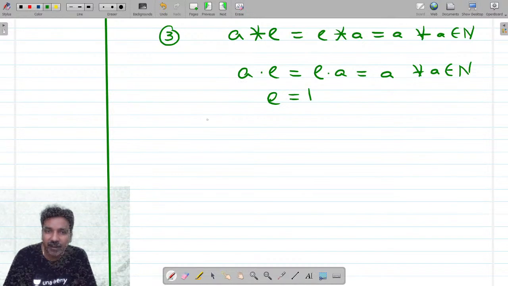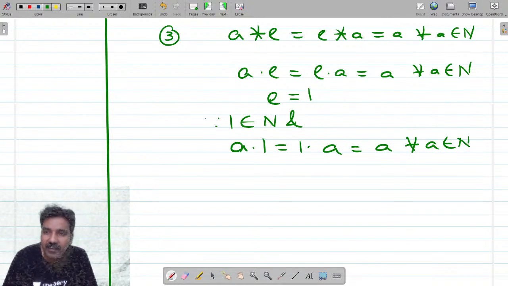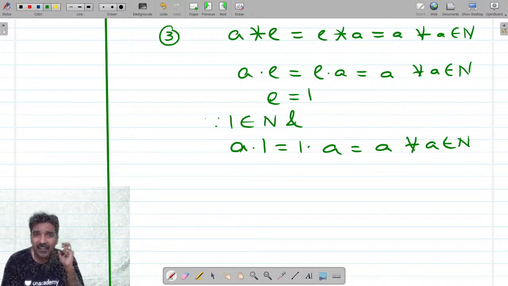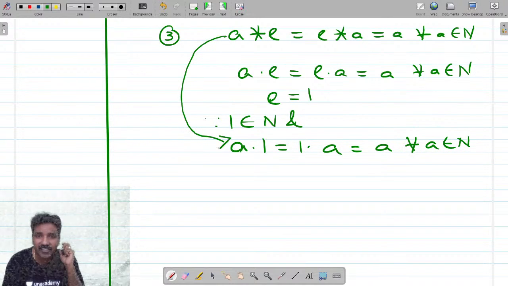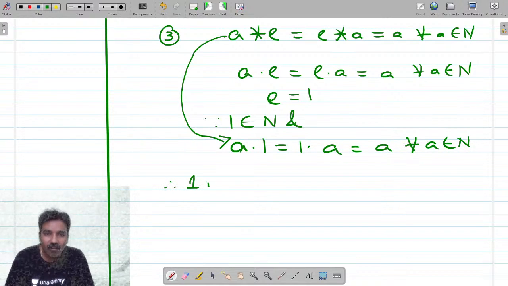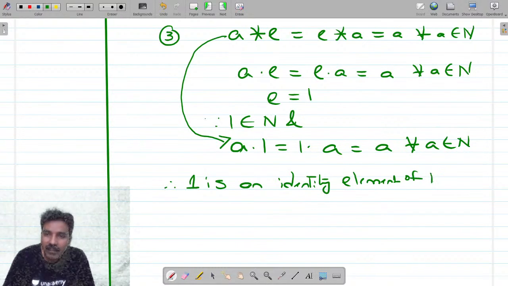Now 1 belongs to natural number. So here I am writing like that. Since 1 belongs to n and A dot 1 equal to 1 dot A equal to A for all A belong to n. అంటే అన్ని natural numbers ని ఒక particular natural number 1 తో multiply చేస్తే you are getting the same. So this definition is resembling this. Got it? So star is dot, E is 1, G is n. So it is 1. So therefore 1 is an identity element of n with respect to dot.